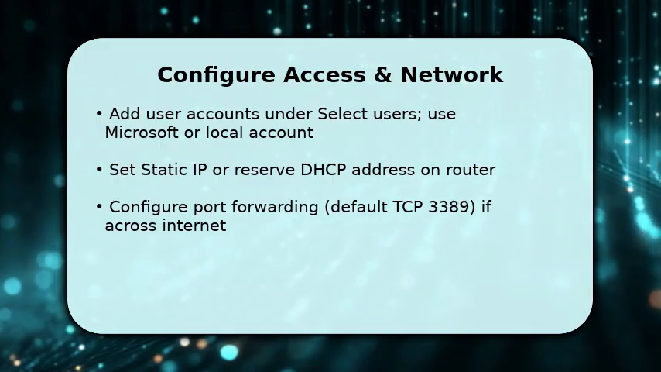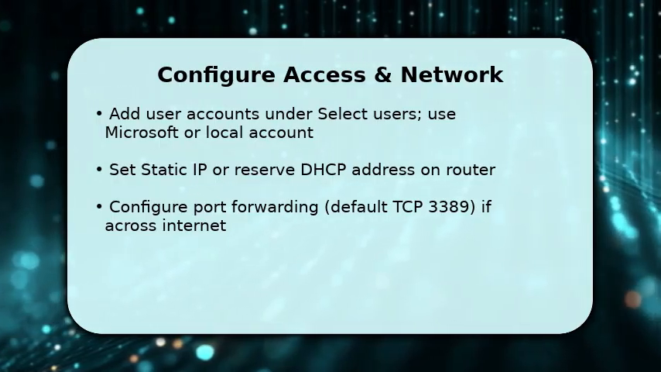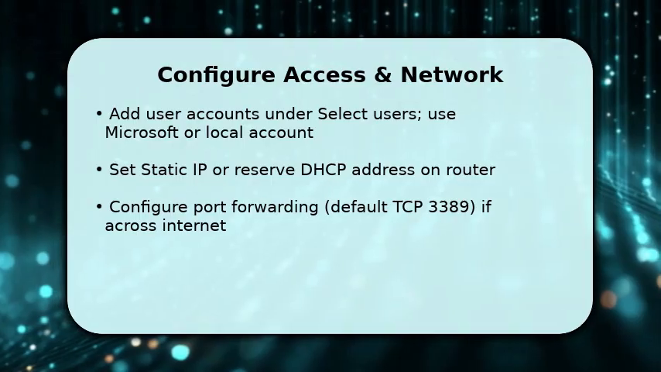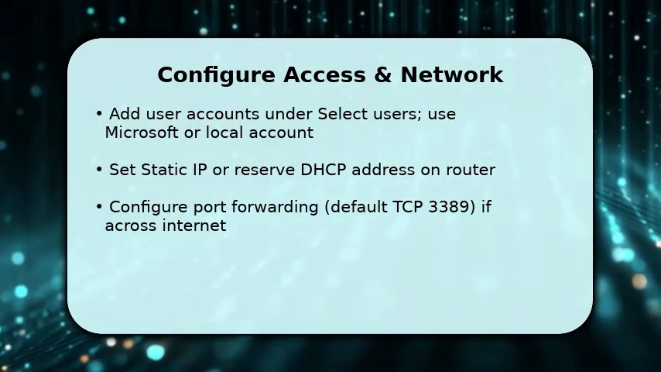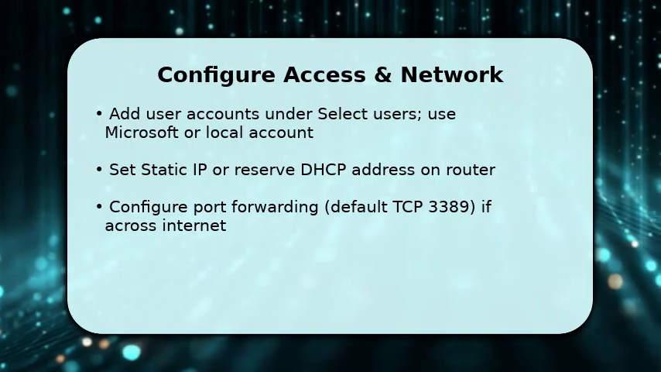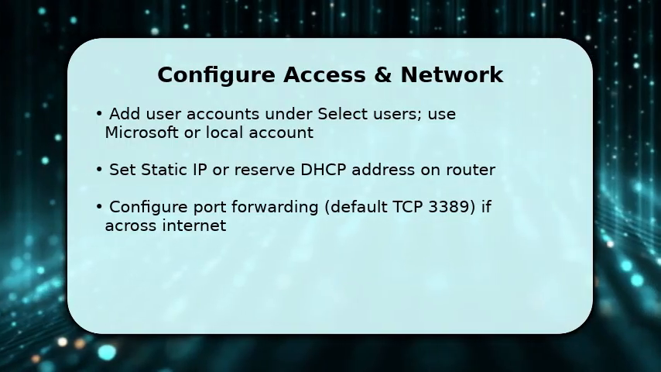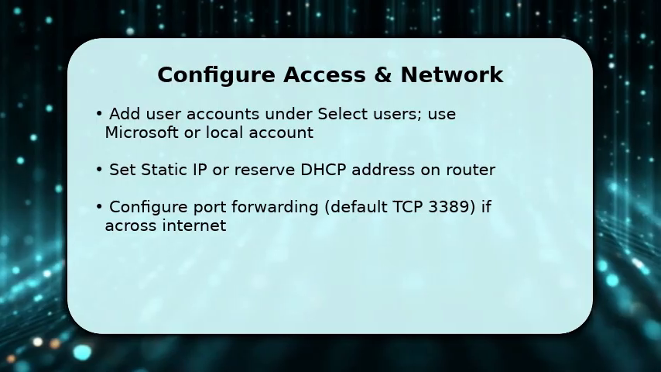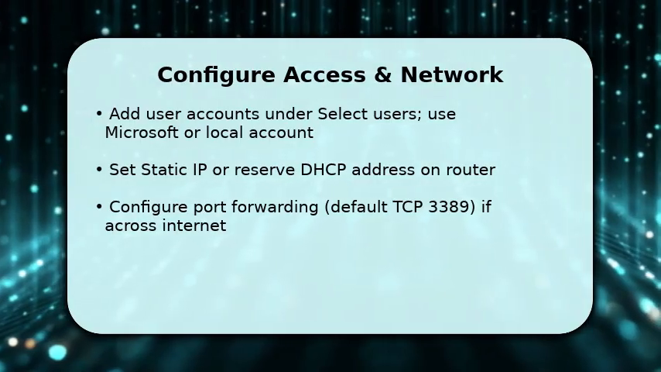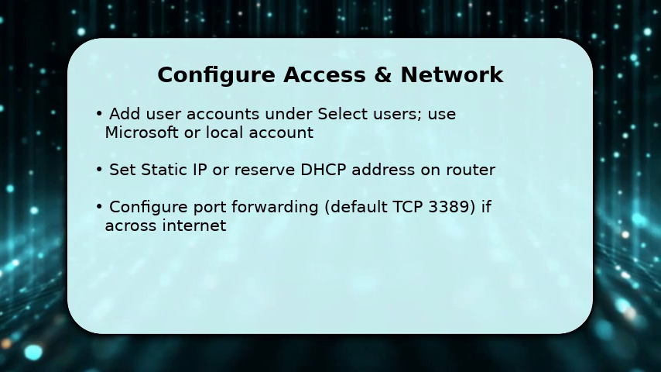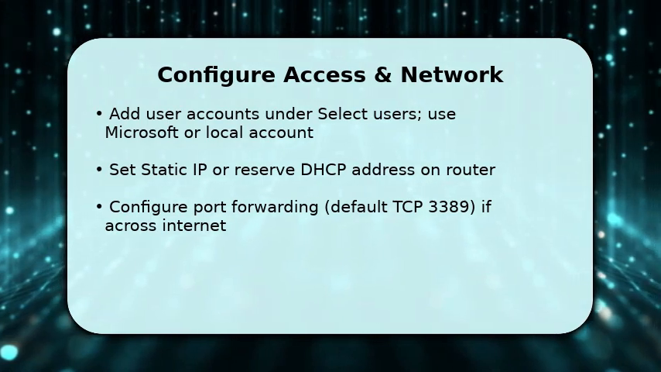Then make the host reachable. Assign a static IP or reserve the DHCP address in your router so the machine keeps the same address. If you must connect over the internet, set port forwarding for TCP 3389 to that IP. Without it, remote clients can't reach your PC.